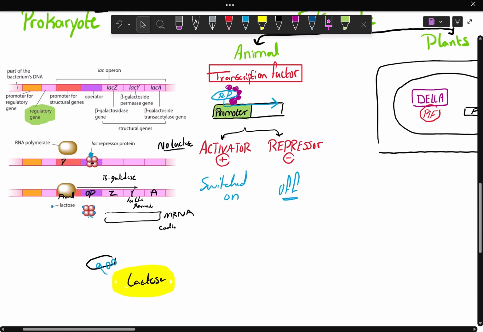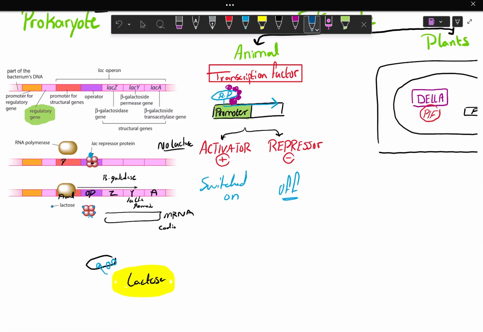So what is the role of transcription factors in gene expression? They have multiple roles. Firstly, you're going to describe how they work by saying that they bind on the promoter to either activate or deactivate the gene.